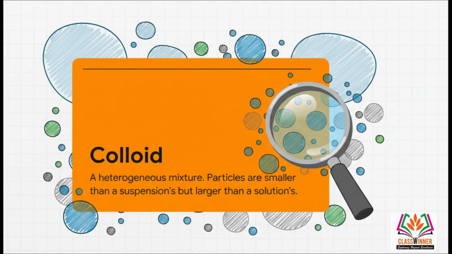And finally, we have our most mysterious character of the bunch, the colloid. Now, this one's the real head-scratcher because it lives right in that middle ground. It usually looks smooth and uniform, kind of like a solution, but technically, it's a heterogeneous mix. Its particles are bigger than a solution's, but they're still way too small for you to see.